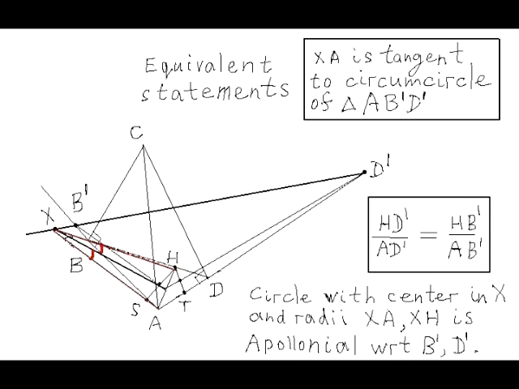Hence, if we prove that XA is the tangent line to the circle that goes through 2 points B' and D' and point A, that will prove the statement of this problem, since the Apollonian circle with center X will have 2 radii, XA and XH, which means that 2 points A and H lie on that circle and have the same ratio of distances from focal points B' and D'.